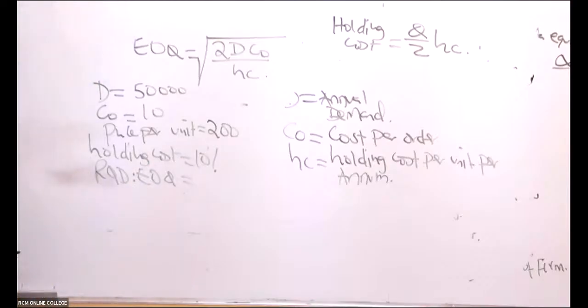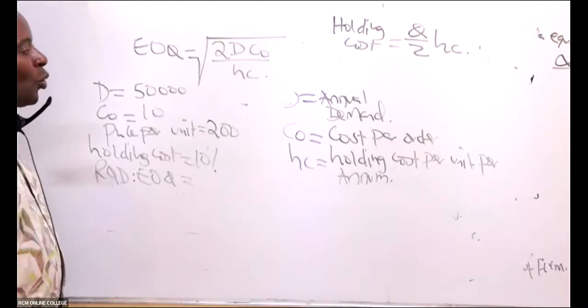Can I give you a minute to try that question? Annual demand is 50,000. CO is 10. Price per unit is 200. Holding cost is 10%. And then they want you to give them EOQ.